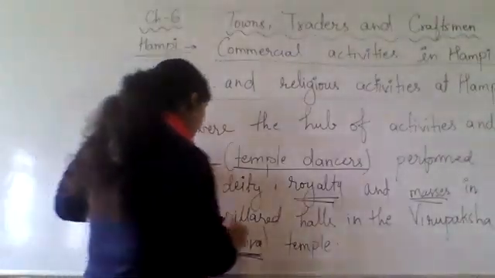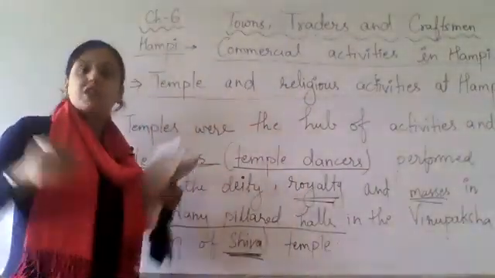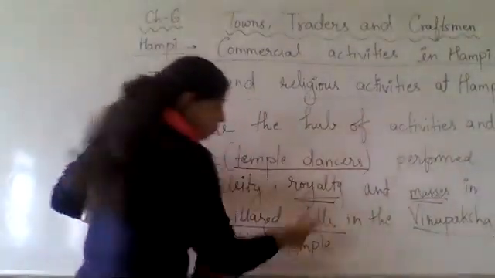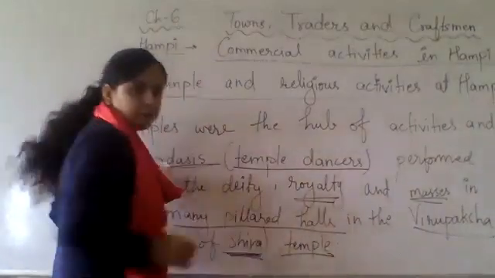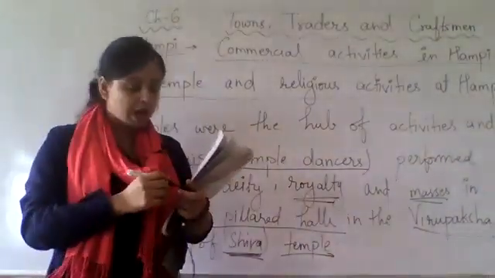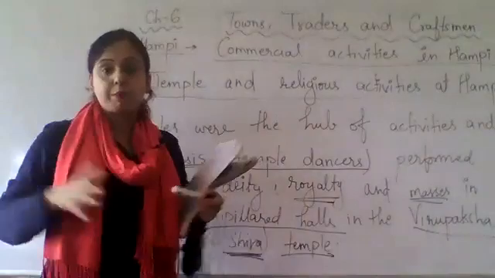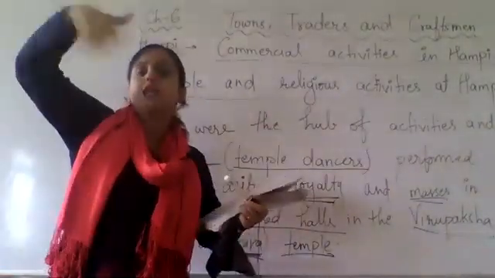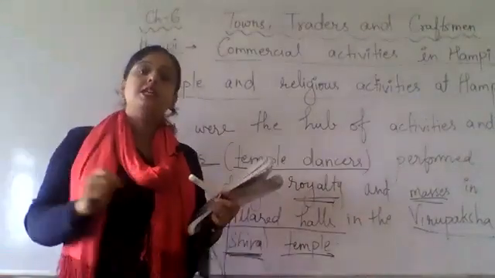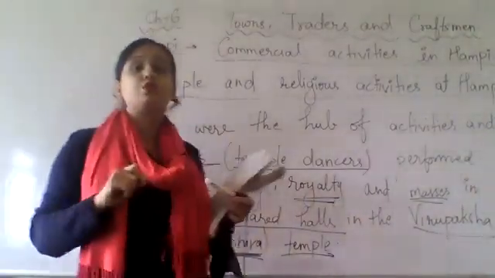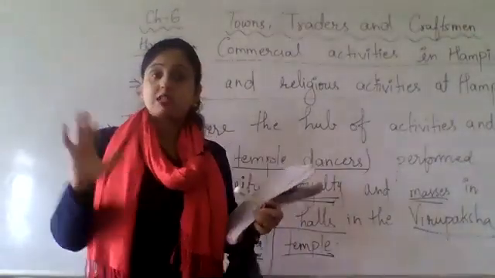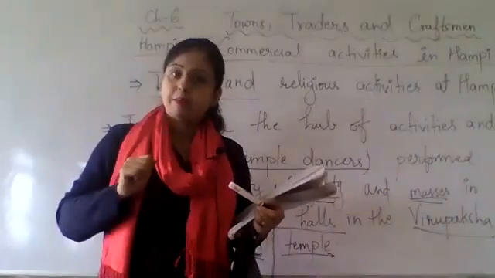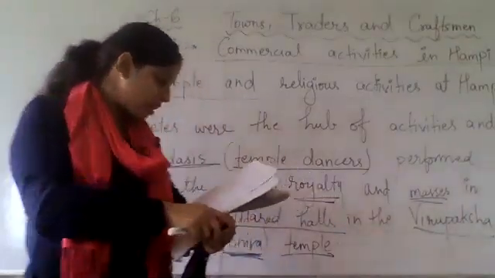There were pillared halls in the Virupaksha temple. The Virupaksha temple had many pillared halls, a hall with many pillars, and there these Devadasis used to dance. So this was a cultural activity which was happening in the temple. Understood, everyone?